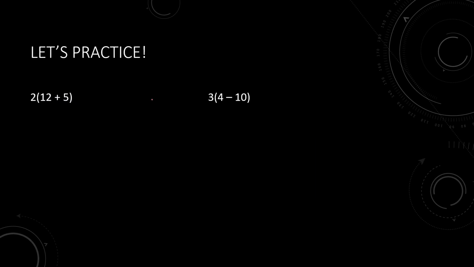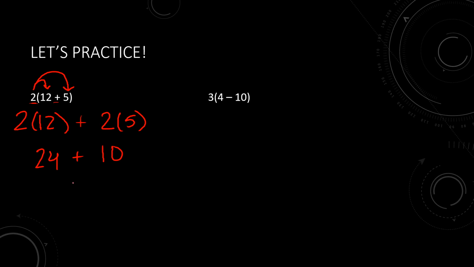Alrighty. So, like in that first problem, I'm going to take whatever number is outside of my parentheses and multiply it to everything inside. Okay, I'm distributing my 2. So I would have 2 times 12. Your sign in the middle of your numbers in your parentheses stays the same. Then I would have 2 times 5. 2 times 12 is 24. 2 times 5 is 10. 24 plus 10 is going to give me 34.